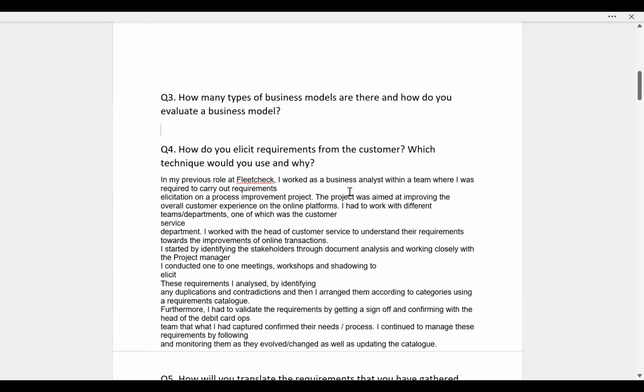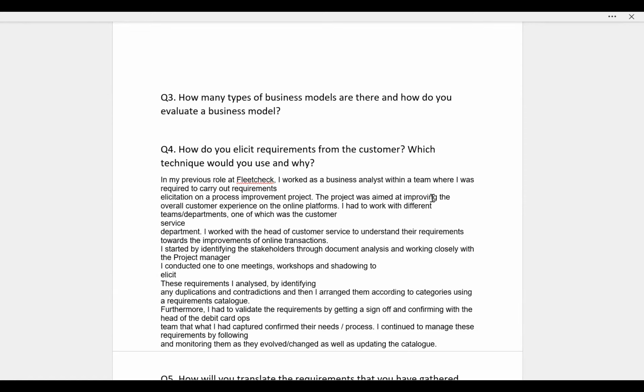I worked as a business analyst within a team where I was required to carry out requirement elicitation on a process improvement project. The project was aimed at improving the overall customer experience on the online platform. I had to work with different teams and departments, one of which was the customer service department. I worked with the head of customer service to understand the requirements towards the improvement of online transactions.